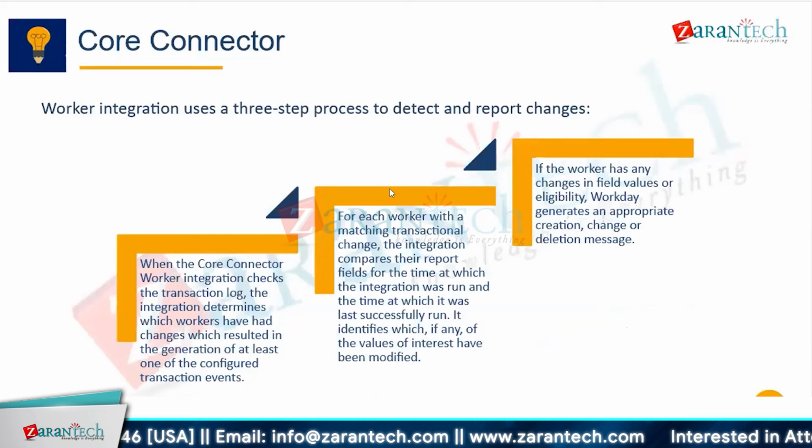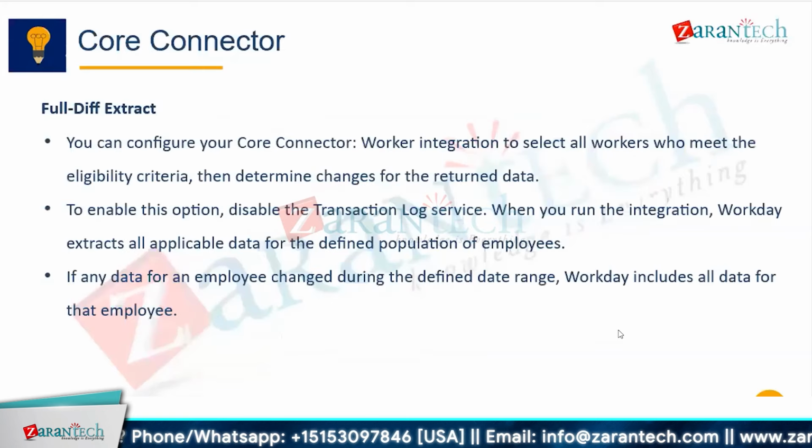So there is always a three-step process to detect the changes. One is that if the worker has any change in the field value, it will trigger the changes. If we have determined that the transaction log is active for everything, but if we do not and we are selecting for the full file, it will run the full file information. Normally, whenever there's a transaction log configured for hire, it will pick up the whole data of that.